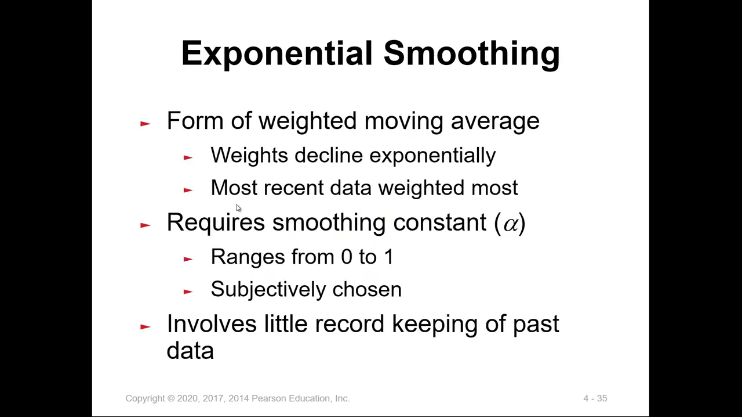Exponential smoothing is a form of weighted moving average where weights decline exponentially and the most recent data is weighted the most. This method requires a smoothing constant called alpha that ranges from 0 to 1. This constant will be subjectively chosen. Exponential smoothing does not require a lot of past data or record keeping.